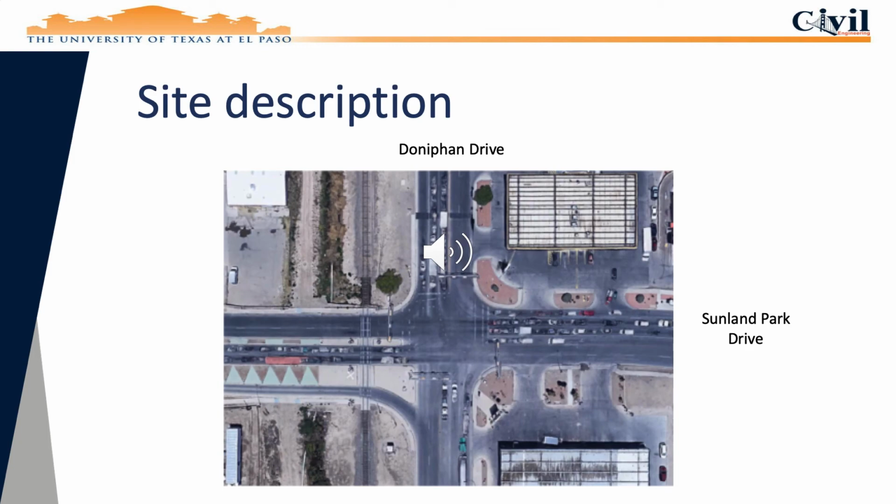The study area for this project is situated in the city of El Paso at the intersection of Doniphan Drive and Sunland Park Drive. For this project, the westbound right turn lane would not be considered, as it does not disturb the flow of the vehicles at the intersection. As we can see, it's a completely different lane.